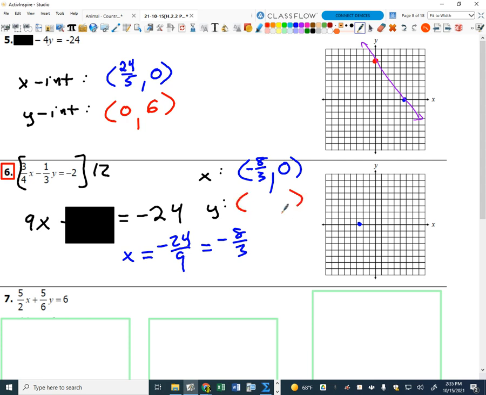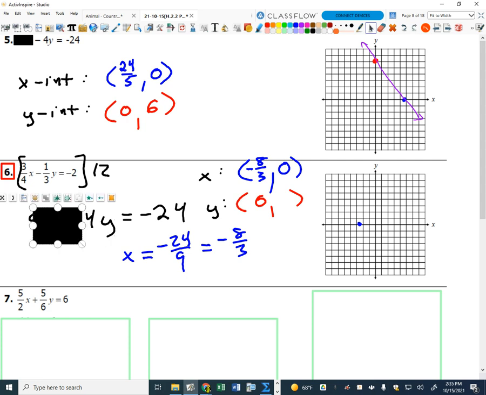How about my y-intercept? Now I'm setting x equal to 0 for the y-intercept. What's that give me if I solve for y? 6 again, right? Okay, 0, 6. So 0, 3, 4, 5, 6. And again, all we got to do from here is connect and extend. And we're good. Questions? Make sense?